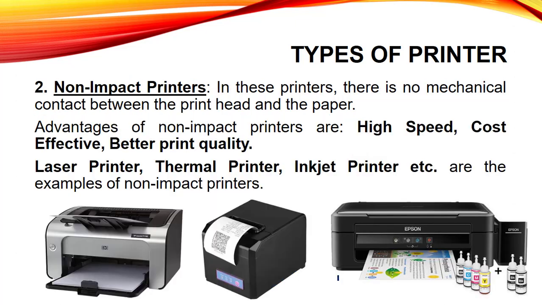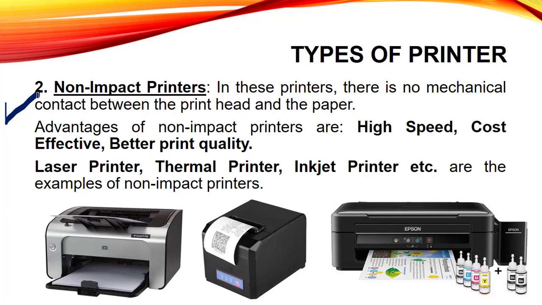Next category we have is non-impact printers. The printers that we use in our homes are generally examples of non-impact printers. In these printers, there is no mechanical contact between the printhead and the paper. The best thing is that these printers have high speed, are cost effective and have better print quality. Along with that, these non-impact printers don't produce any kind of sound.